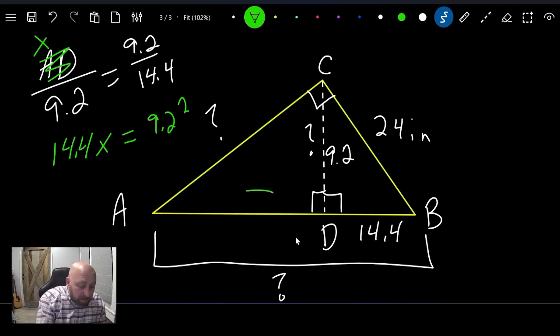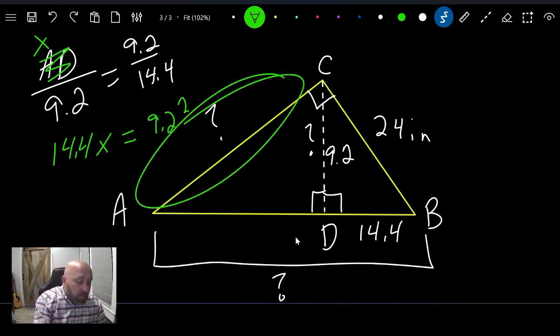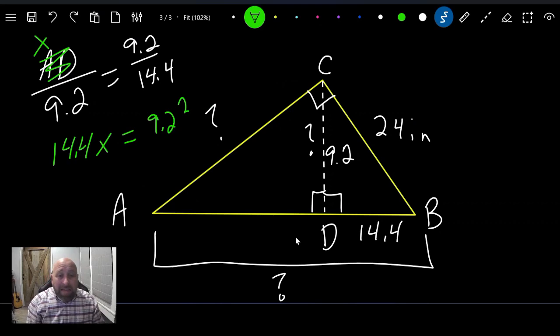What's the next piece? The next piece is going to be this right here. Then in order to get the whole thing, you would add those two pieces together, right? And then that would give you AB. Once you get AB, then you could very easily find AC from that information. So lots of fun there.